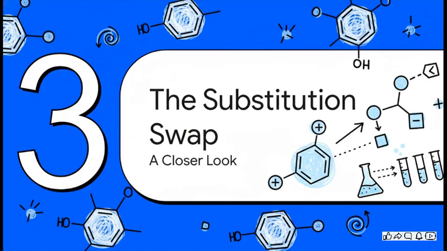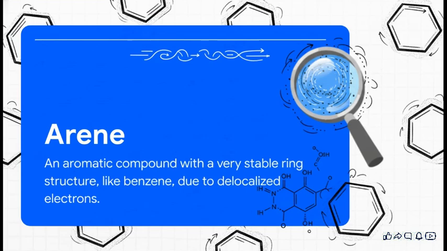We're going to zoom in on one of the most powerful blueprints of them all, the substitution reaction. And we'll see how chemists can use it to modify some of the most stable molecules that exist. To do that, we first need to talk about a class of molecules called arenes. The most famous one is probably benzene. Now, these molecules have a ring of electrons that's, well, it's special. The electrons are shared across the entire ring, which makes the molecule incredibly stable. We call this special stability aromaticity.